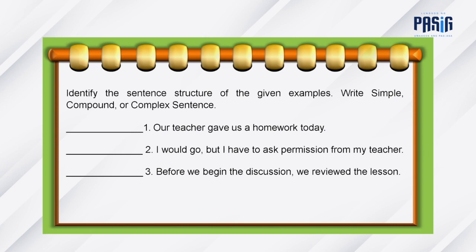Here are the answers. Were you able to get the correct answers? That's marvelous. In number 1, our teacher gave us a homework today is an example of an independent clause. If it has one independent clause, therefore, it is a simple sentence. In number 2, there are two independent clauses joined by the conjunction but. I would go, but I have to ask permission from my teacher. Therefore, this is a compound sentence.